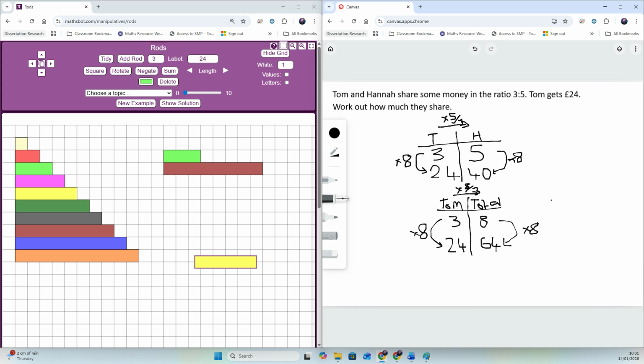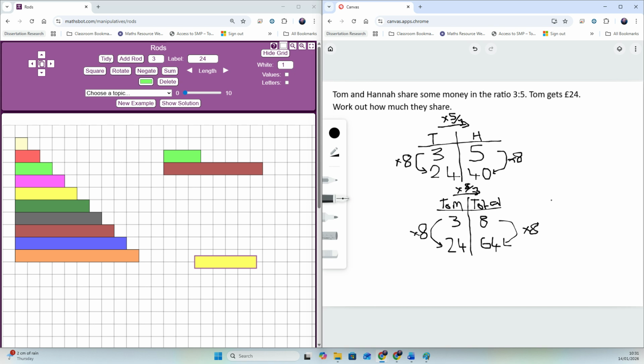That is why, for me, this is the place to start with ratio, knowing the size of a part of the ratio, if you like. In this case, the 3 part, Tom gets £24, because it motivates that relationship between one part and the other part, between one part and the whole. Yeah, it motivates that relationship directly.